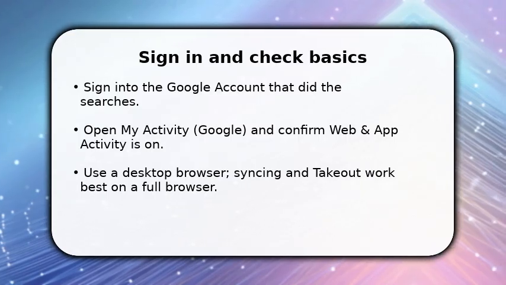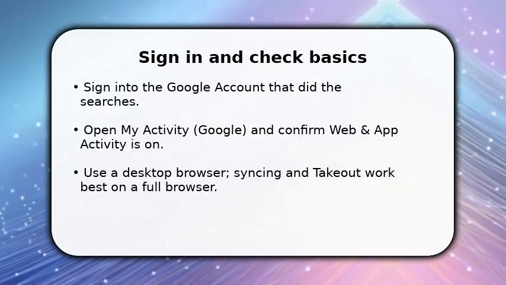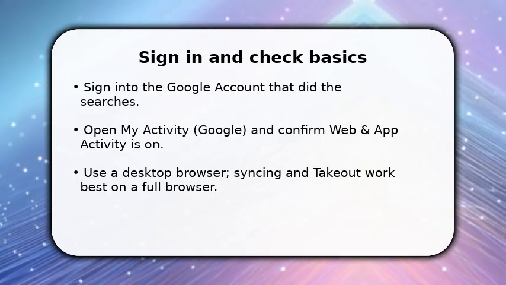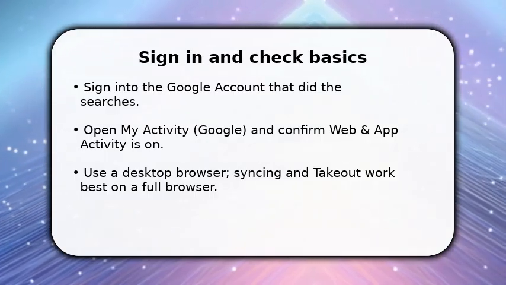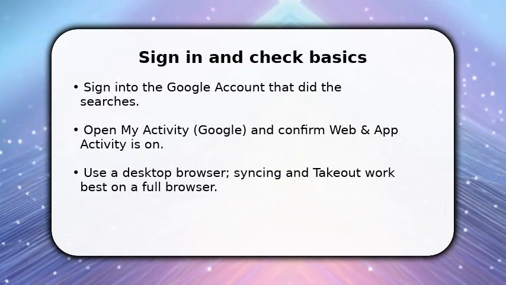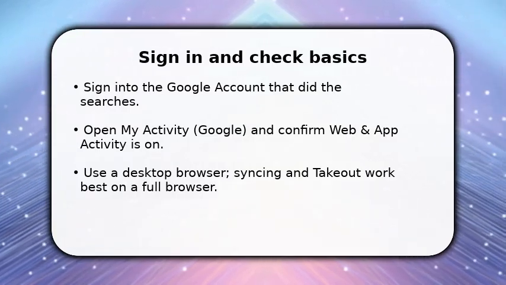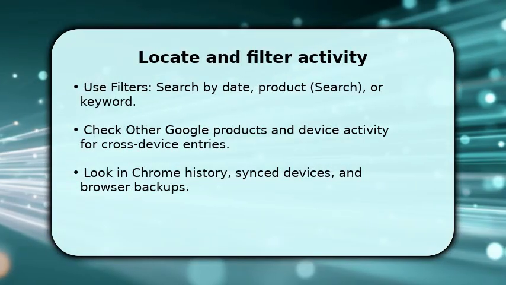Use a desktop browser for the next steps because the controls and export options are easier to access. If Web and App Activity was off, you won't retroactively recover missing items, but you'll be ready to capture future searches immediately. Now you focus on locating the entries.